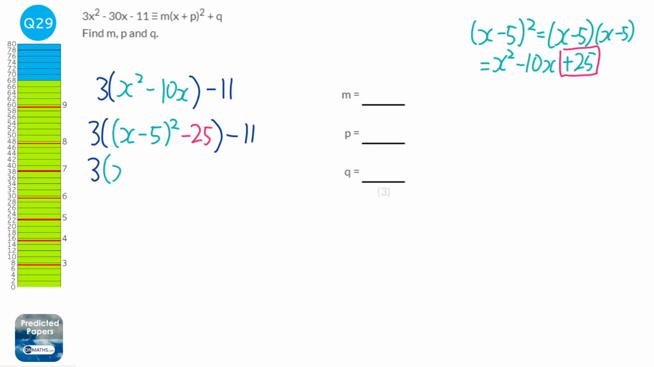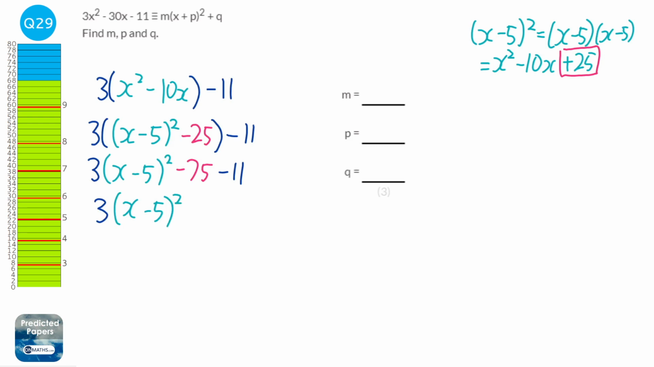So we're going to have the x minus 5 squared bit there. 3 times minus 25, it's minus 75. And then we've got this minus 11 at the end. Okay, and we're very, very close to finishing. All we need to do now is sort out the minus 75 and the minus 11.